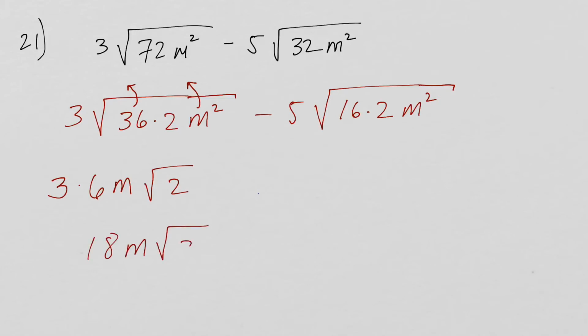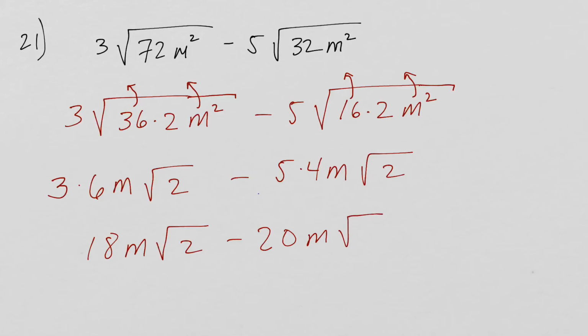M root 2. Now on this one I have my 5 sitting there. I take out the 16, it becomes a 4. I take out my m squared, it becomes an m. And I have root 2. So this is minus 20 m root 2. Now if you look at the portion after the coefficient, this is m root 2 and this is m root 2. They're identical, so these are like terms. So I take my 18 minus 20 and I get negative 2, and then the variable portion, everything after it, remains the same. M root 2. And I'm done.